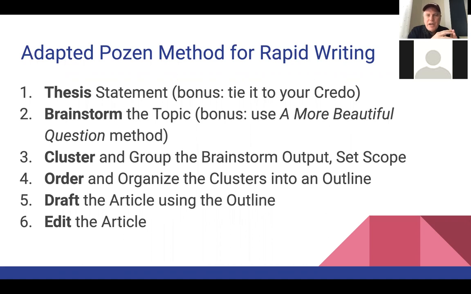Come back for step 5. Using that outline, write a paragraph for each point of the outline. This is now your rough draft. You've just written the rough draft of your article. Well done. Walk away, come back, and step 6, you edit it for flow, coherence, smoothness. And now at the end of step 6, you've got a decent draft to share with somebody else for developmental editing. So that is my version of the 6 steps of the Pozen method from the Pozen book.